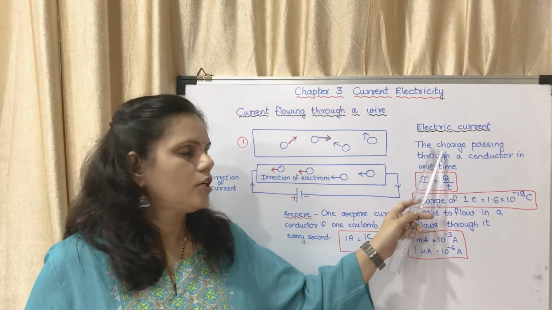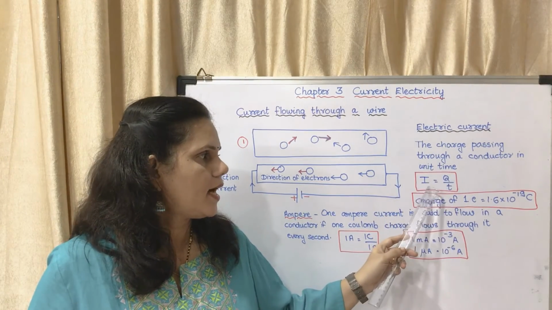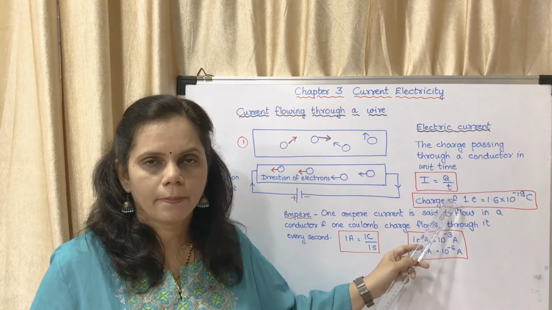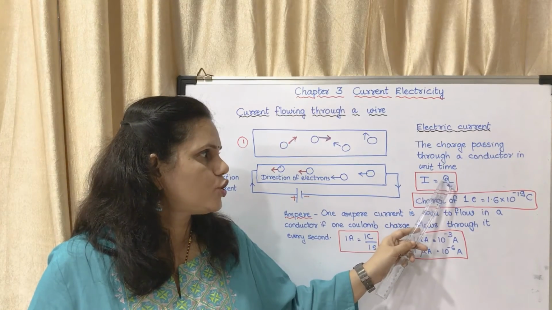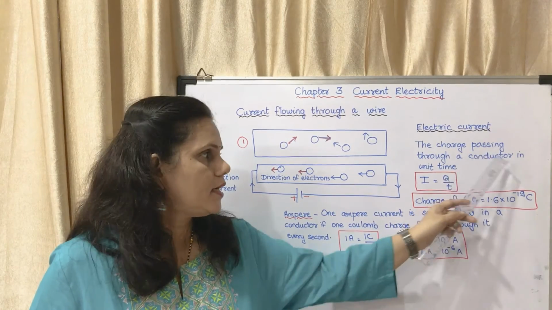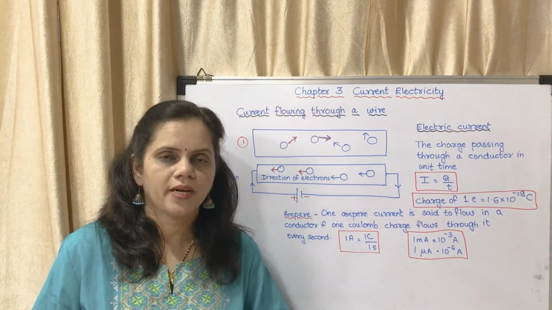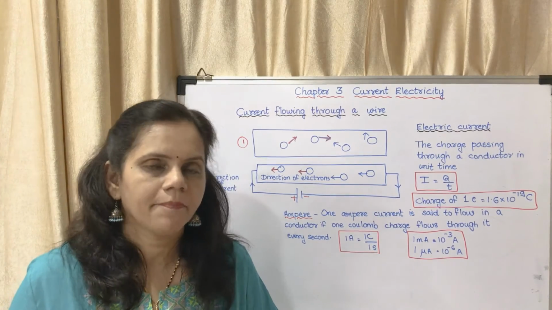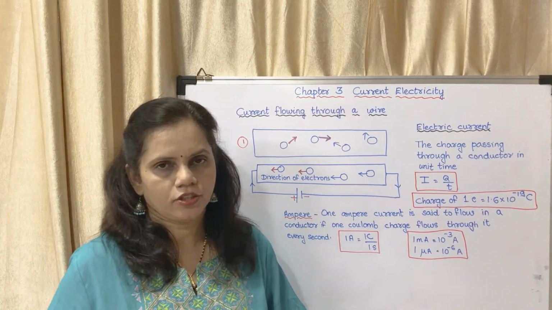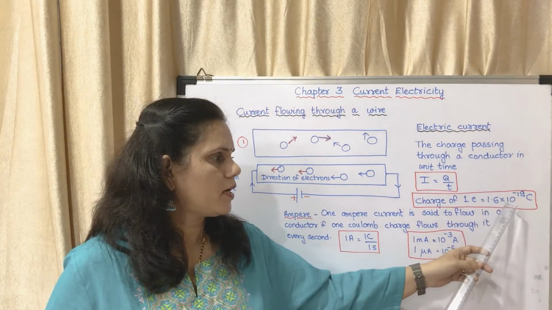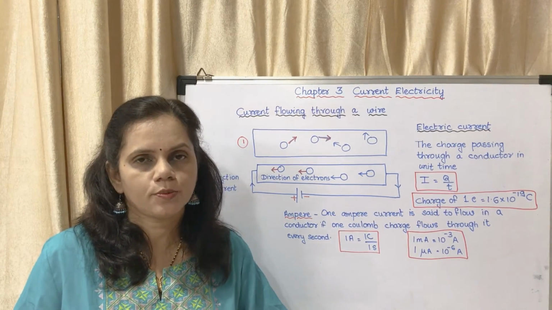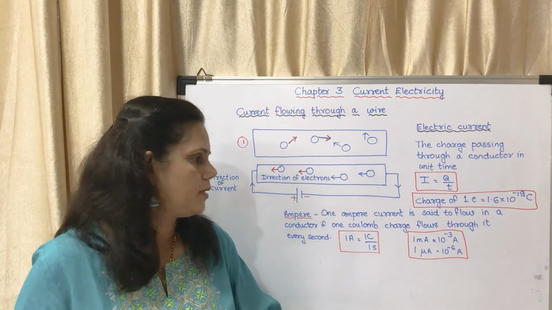and T stands for time. From this equation you can write the definition. What is I? I is Q upon T. So the charge passing through the conductor in unit time is current. I = Q/T. Now what is the charge of one electron? The charge of one electron is 1.6 × 10^-19 coulomb. You may mark it in your textbook. It is an objective question.